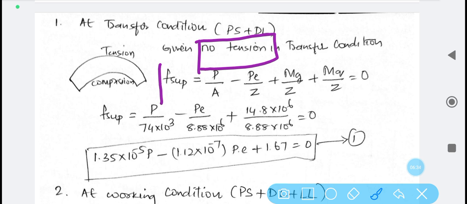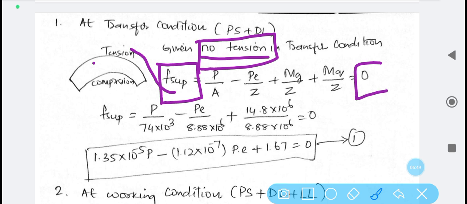See, which is the expression being considered here? F superior. Then where is the tension acting here? Tension is acting on the upside, that is, upwards. So therefore we have chosen the F superior equation, since no tension means it has to be equated to 0.